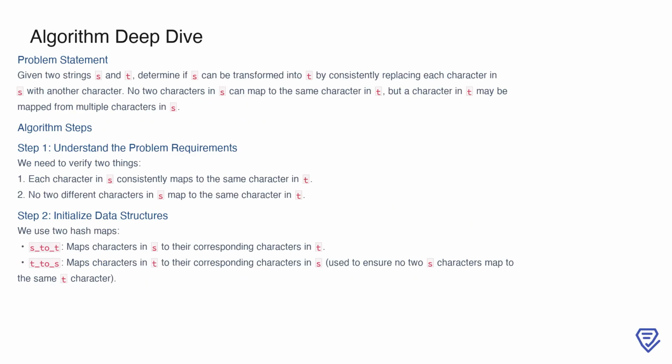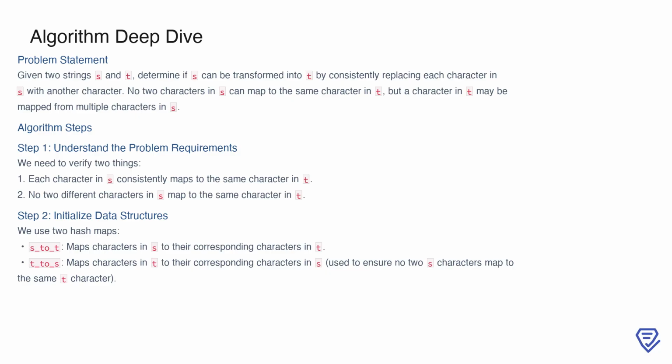The goal of this problem is to determine if two strings, S and T, are isomorphic. This means we want to check if each character in S can be consistently replaced to transform it into T. Importantly, no two characters in S should map to the same character in T, though multiple characters in S can map to the same character in T.